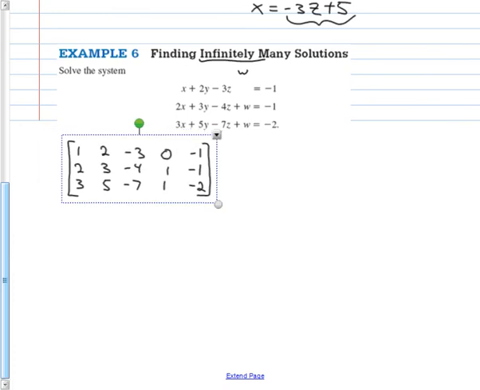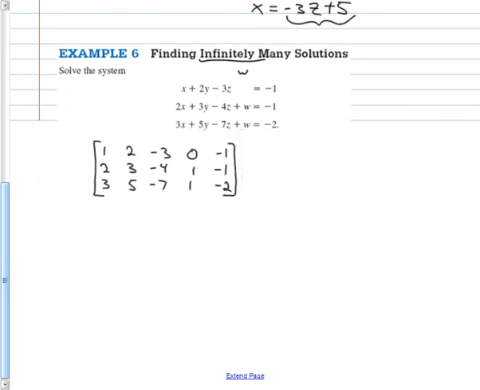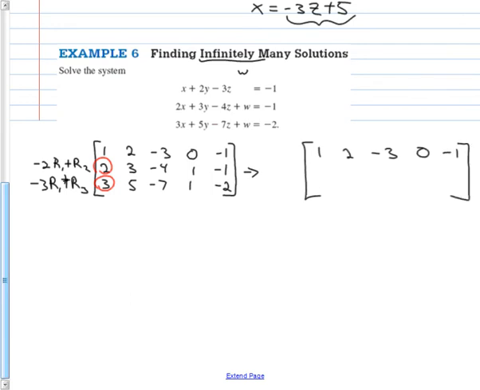I'll never leave myself enough room, do I? That'll fix it. So how am I going to eliminate these 2? How do we do that one? There you go. And to get rid of the 3, negative 3 times row 1 and add it to row 3. So there's the 2 elementary row operations we are going to do on this. First row, 1, 2, negative 3, 0, negative 1.